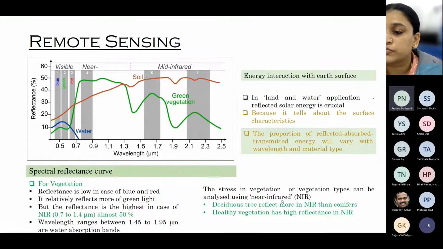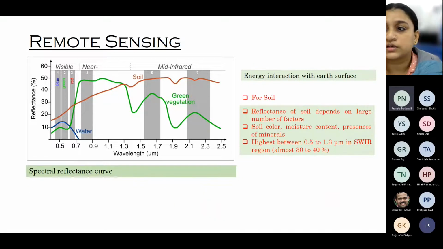So it can be used for deciduous and coniferous identification, or to understand healthy vegetation and high reflectance. The next is about the soil. For soil, the reflectance is mostly in the SWIR region, that is short wave infrared, and it varies on the basis of different soil characters. It could be the moisture content present in the soil, the color, or the presence of minerals. So it varies on the basis of that.